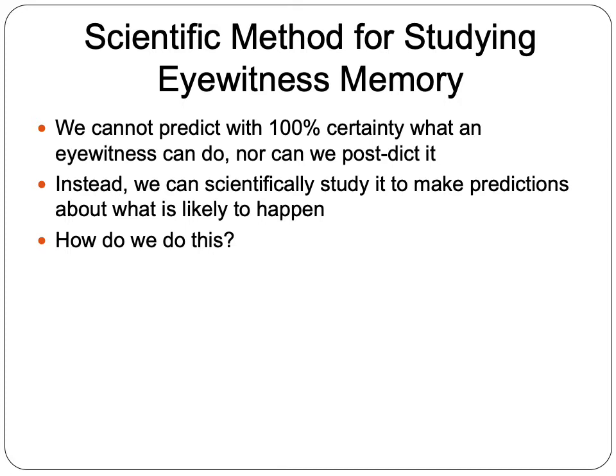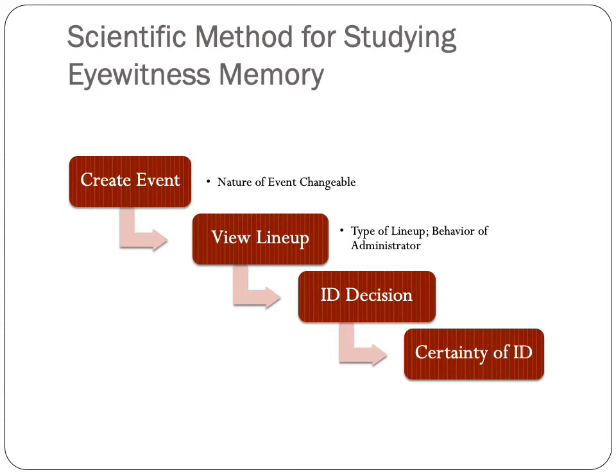We can't predict with 100% certainty what an eyewitness will do, nor can we post-dict it. But we can scientifically study it and make predictions about what is likely to happen. Now, how do we do this? Pretty straightforward, right? We create an event. The nature of the event might be changeable. We have the person view a lineup, the type of lineup, the behavior of the administrator we can manipulate, make an identification, and then ask them about their certainty of their identification, right?